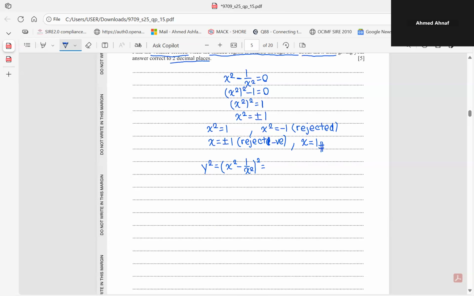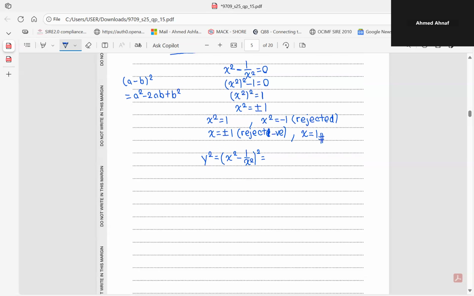To explain this, we're going to use our (a minus b) squared identity, a squared minus 2ab plus b squared. So a is x squared. So x squared squared is just x to the power 4, minus 2a, which is x to the power of 2, times b, which is 1 over x squared, plus minus 1 over x squared squared, which is just 1 over x to the power 4.